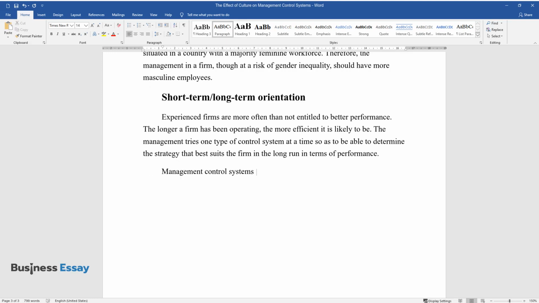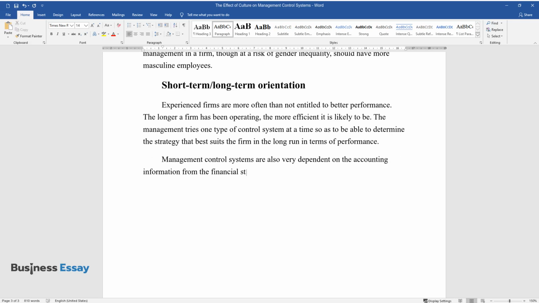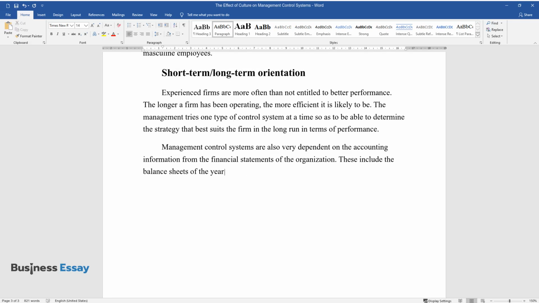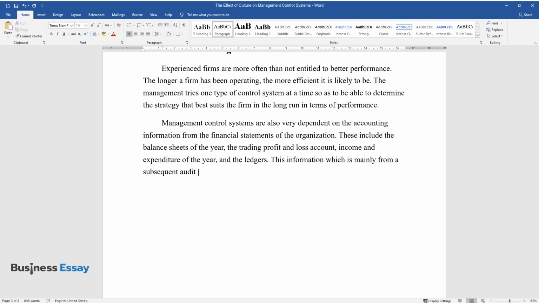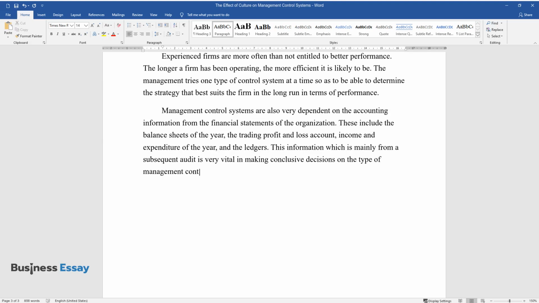Management control systems are also very dependent on the accounting information from the financial statements of the organization. These include the balance sheets of the year, the trading profit and loss account, income and expenditure of the year, and the ledgers. This information, which is mainly from a subsequent audit, is very vital in making conclusive decisions on the type of management control system that works best for the organization in question.